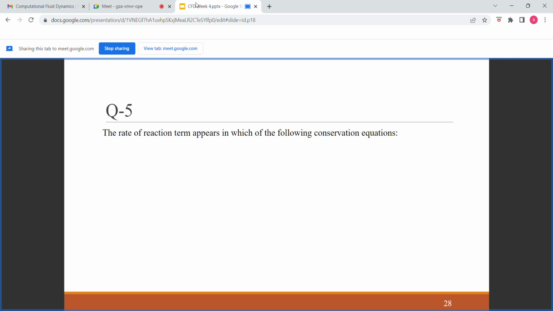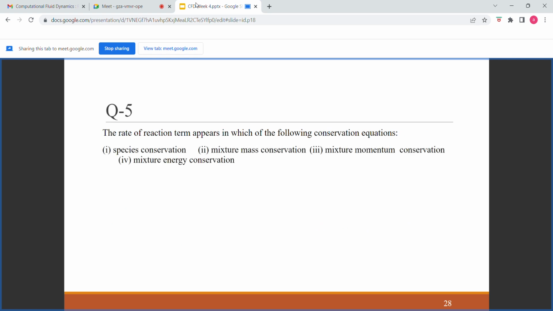The rate of the reaction term appears in which of the following conservation equations? They have given 4 options. The first one is species conservation equation, the next one is mixture mass conservation equation, the next one is mixture momentum conservation equations, and the last one is mixture energy conservation equations. So in which of these equations does the rate of the reaction term appear?